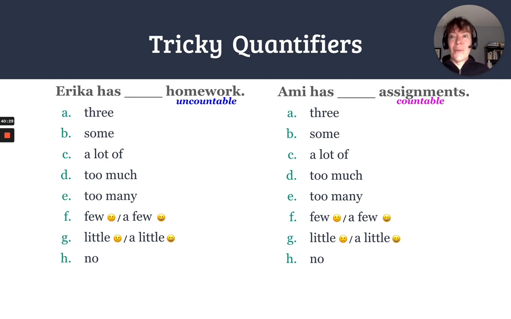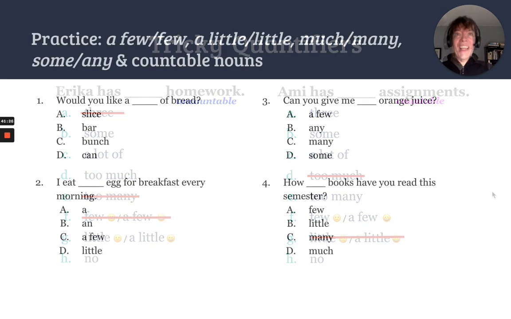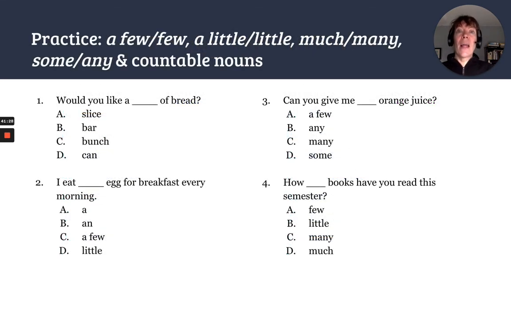Let's check your answers. Uncountable, you cannot say 1, 2, 3 with homework. You cannot say too many. And you cannot say few or a few. How about Ami? You cannot say too much. Assignments is countable. And you cannot say little or a little. All the rest of these are okay. These are quantifiers and countable and uncountable nouns. Good luck.